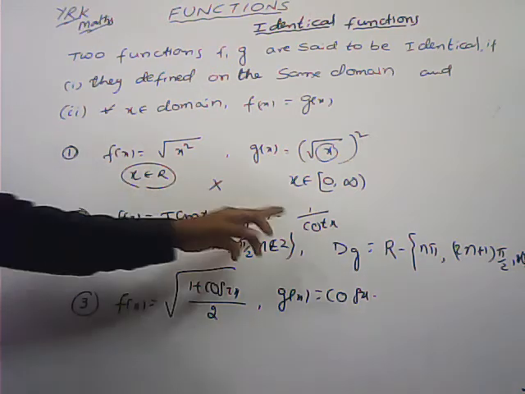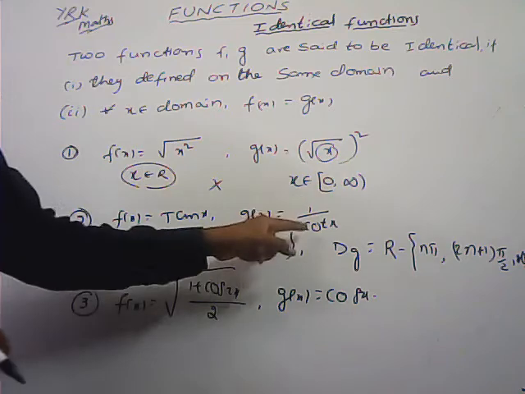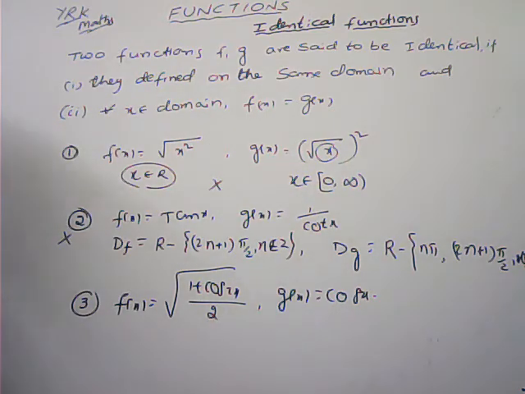Here cot doesn't exist for nπ, and the denominator should also not be equal to 0, that is (2n+1)π/2. I subtracted both from the set of real values.